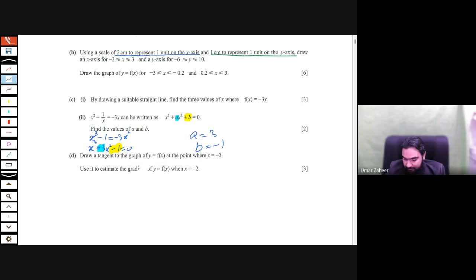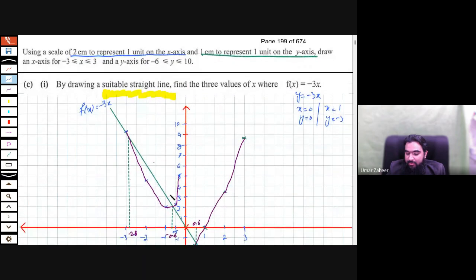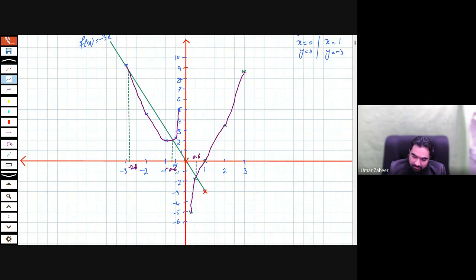Yes, sir. Now, in the next part, he says that draw the tangent to the graph at the point x is equal to minus 2 and use it to estimate the gradient at that point. Okay, we have to find the gradient at x is equal to minus 2, but first we have to draw the tangent at x is equal to minus 2. So what is a tangent? The tangent is a line that just cuts the graph at a single point. So I have to take the line.